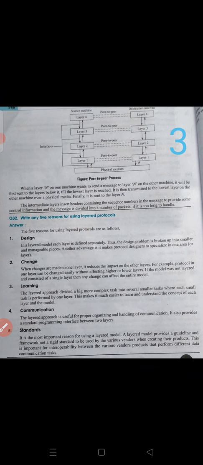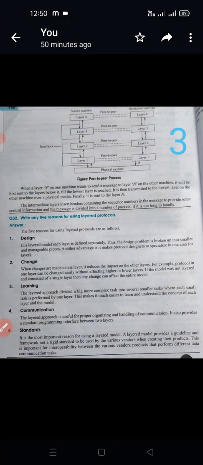So there should be an interface. When a layer N on one machine wants to send a message to layer N, if layer 2 wants to send a message to layer 2 in another receiver machine, it will first be sent to the layer below it. Means layer 2 has to send to layer 1. Through that only the data can be transmitted over a physical media. So finally it reaches layer N, or any layer which you intended to send the message.